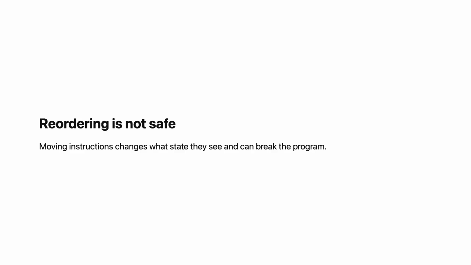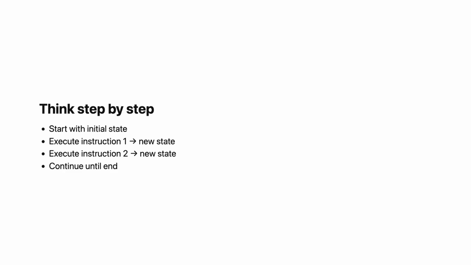When you read code, you must read it in order. When you write code, you must think about order. When you modify code, you must preserve the necessary order. Moving an instruction is not a simple change. It changes what state that instruction sees. It can change everything.